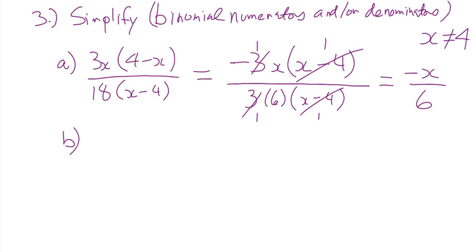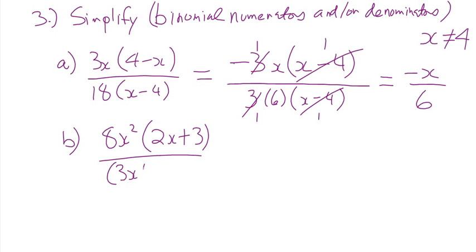B, 8x squared, 2x plus 3, and 3x plus 2 times 8x squared. Okay, anything to factor? Denominators are already factored. They're both already factored, right?